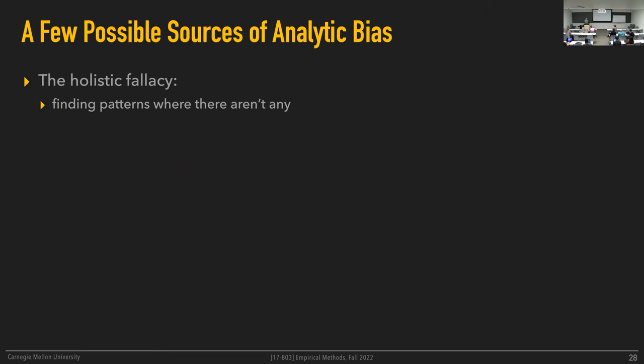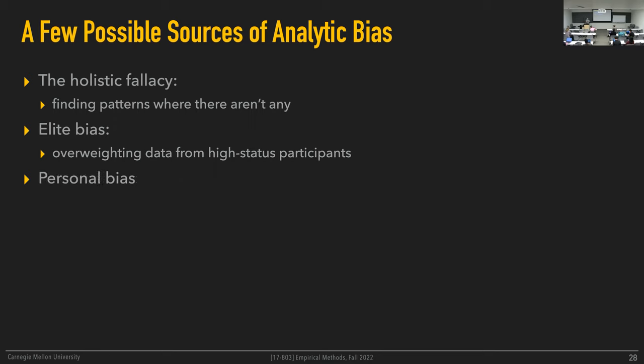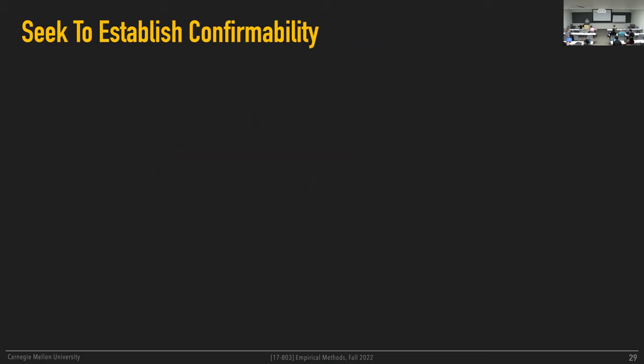One is referred to as the holistic fallacy. This is when you're finding patterns when there aren't any, or seeing more into the data than there was. Elite bias is when you put more weight on, or trust more, the data you've collected from high-status participants over data from lower-status participants. Personal bias covers all the things you bring as the researcher to the interpretation: your politics, values, and beliefs. Going native is when you're losing your outsider perspective and you're no longer an objective observer, but siding with participants. So how do you avoid these biases?